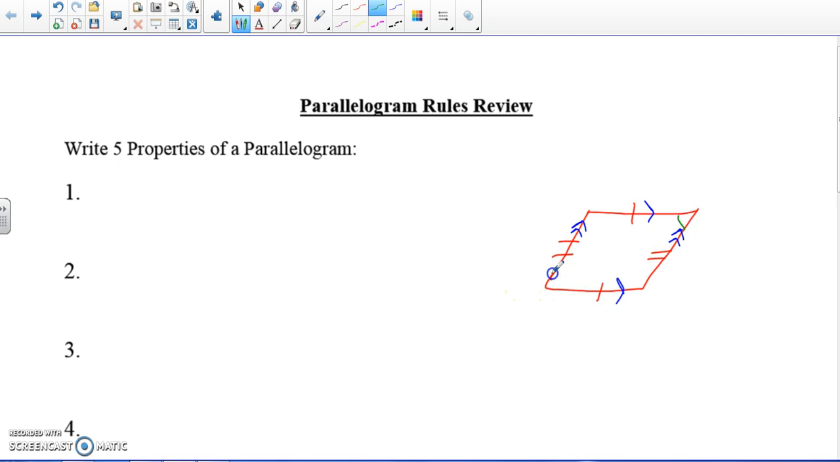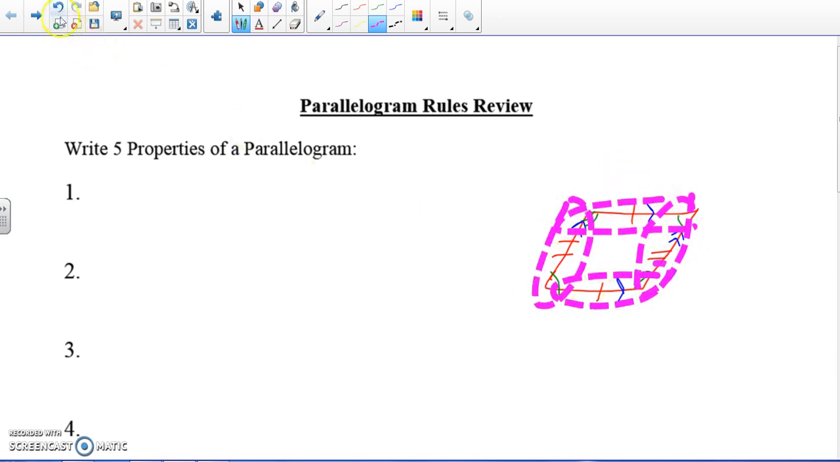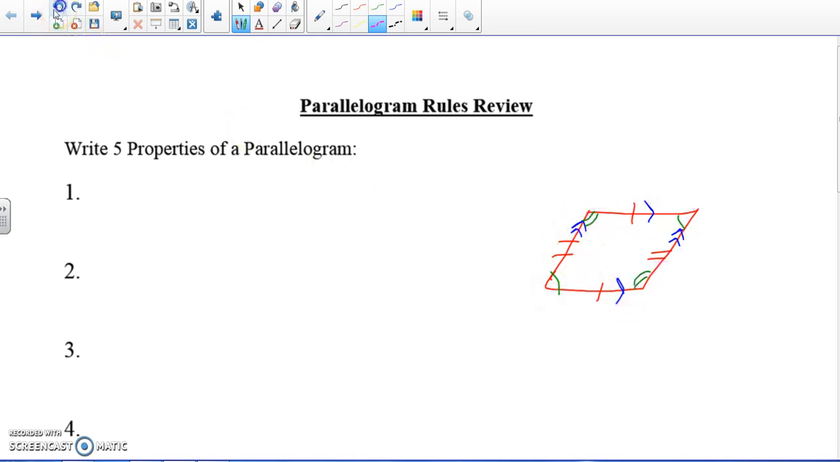Additional information is that the opposite angles are congruent. And here's the big one, kind of the easy one to forget. I guess before I say that, the other thing we know, since these opposite angles are congruent, is that the consecutive angles, so these two angles here, these two angles here, any angles that are next to each other, always add to 180. So that's another helpful piece of information.